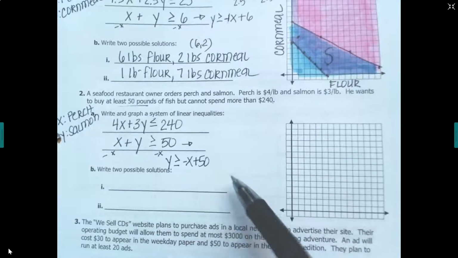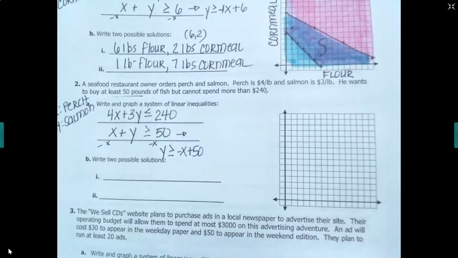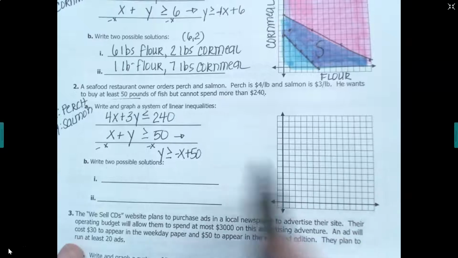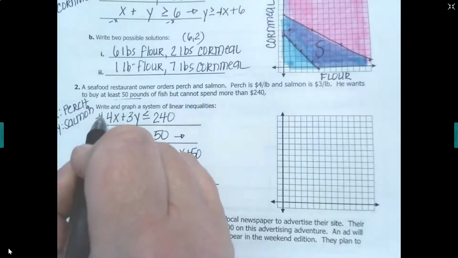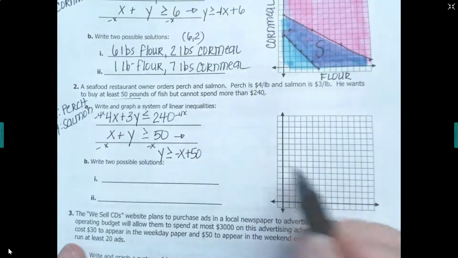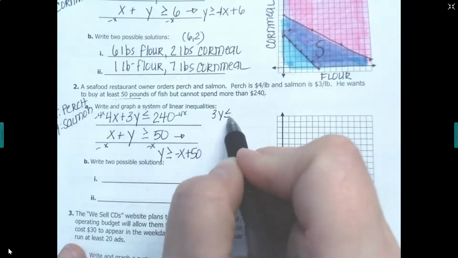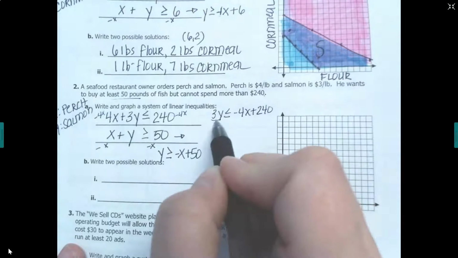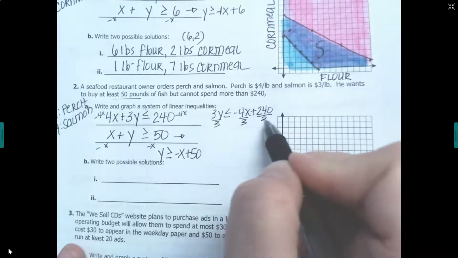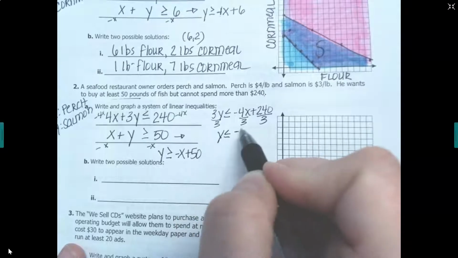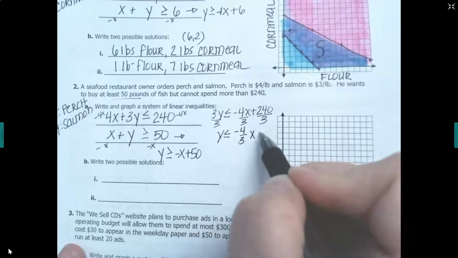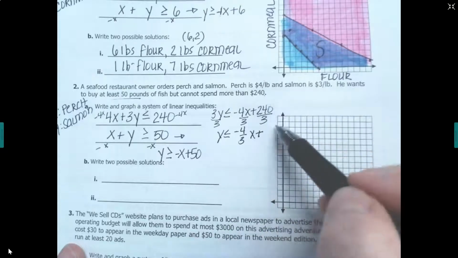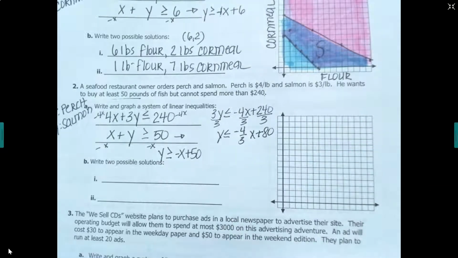So that makes me start thinking 50 as a y-intercept. I'm probably going to have to scale my y-axis somehow. And then let's go ahead and take care of our top inequality. I'm going to subtract 4x from both sides. And that will give me 3y is less than or equal to negative 4x plus 240. Divide each thing by 3. And y is less than or equal to negative 4 over 3x plus 240 divided by 3, which is going to be 80. So what that's going to tell me is I'm going to count by tens up here on my y's. So I'm going to label this.